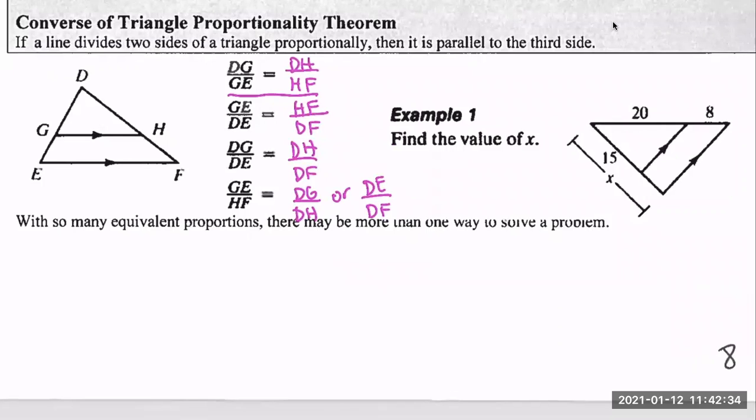So let's say on example number 1, since I'm given the medium and the long for the left-hand side, that's probably going to be the best way to attack this problem, but there's more than one way to do the problem. So I'm going to start off by saying, since I'm given the medium and the long on the left of the triangle, I'm going to say 15 to x. Can you guys type into the chat, what do you think the rest of the proportion would be? 15 to x is equal to blank to blank.